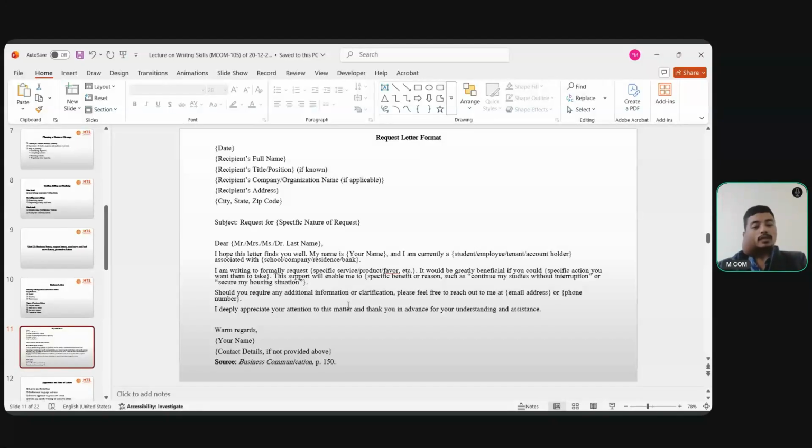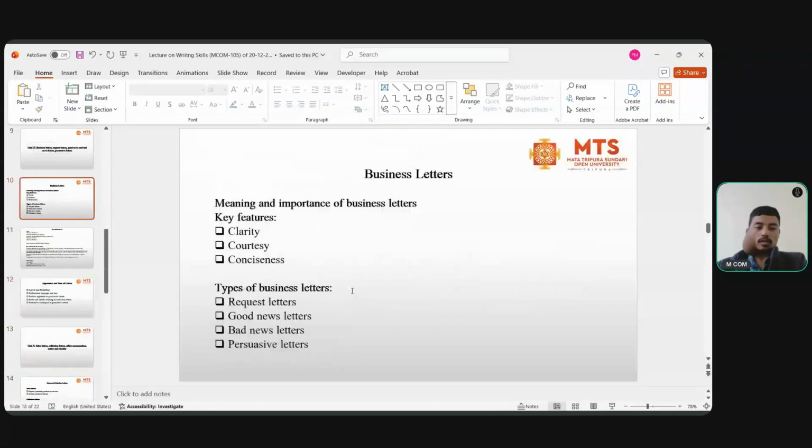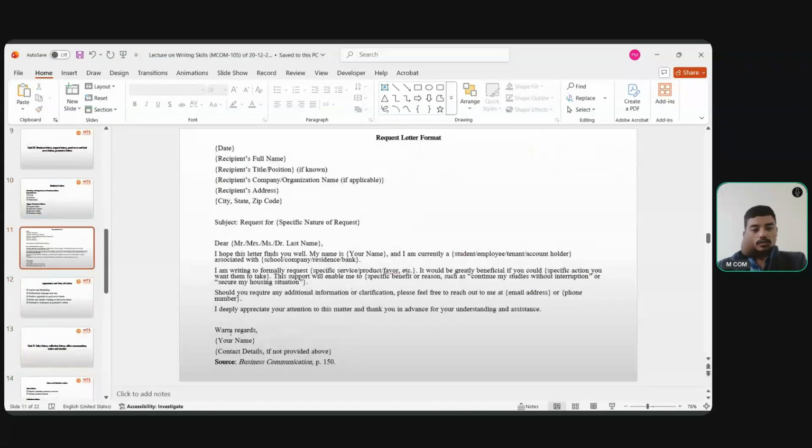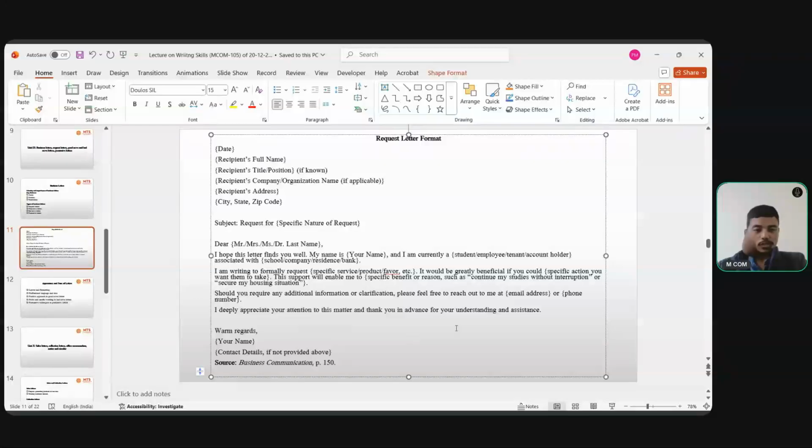Okay, and then after writing, as I said in the previous slide, the language tone should be polite and respectful. Okay, you have to pay attention to that. After writing the main body of the message, you have to write warm regards and then your name and then your contact details. So this is the structure of a request letter.